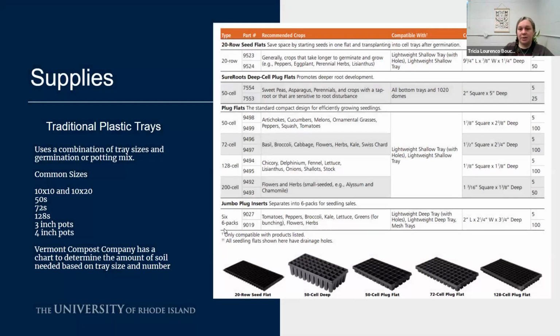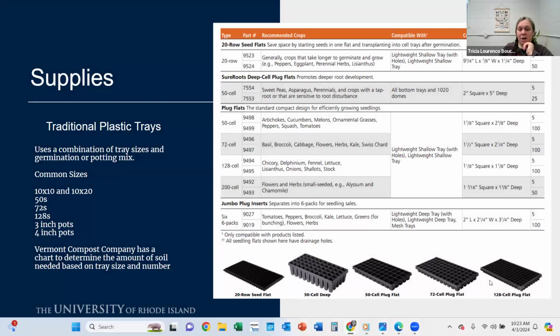So now we're going to start talking about supplies. These are probably what you've seen. This is a 128 plastic tray. It has 128 holes. This one's 72 holes, 50, and then these are deeper for roots that don't like to be disturbed. And then this is a seed flat, so it's got these tunnels, so you could seed tomatoes in there, a ton of them, and then you'll have a whole little row of tomatoes, and you just pull them apart and then plant them into one of your plug trays.